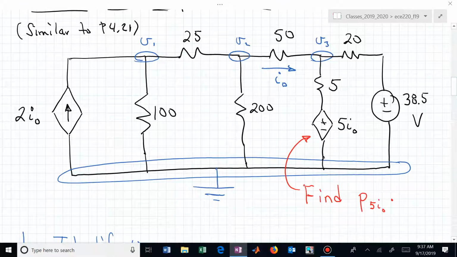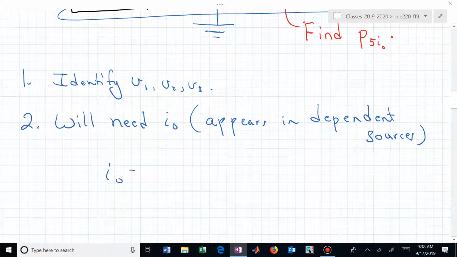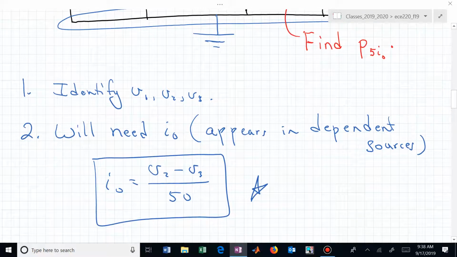We actually have two dependent sources. That one on the left I was kind of neglecting right now because I was focusing on the power of the dependent voltage source, but we also have a dependent current source. I sub 0 is now V2 minus V3 divided by 50. That's an expression for I sub 0. And let's just keep that clearly available to us, because that will allow us to get rid of one of these unknowns that's going to be floating around in our KCL equations in the form of I sub 0.